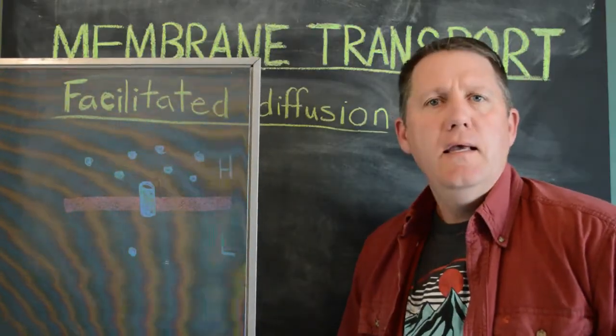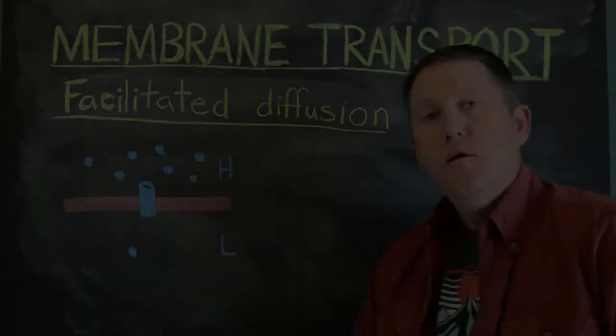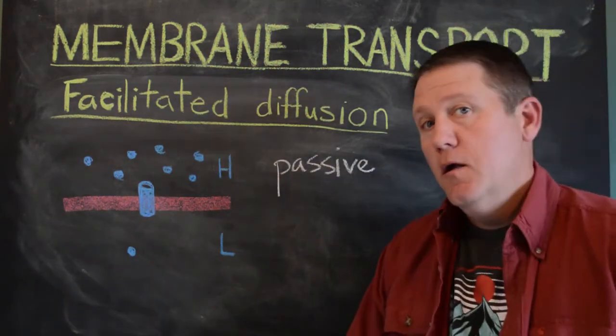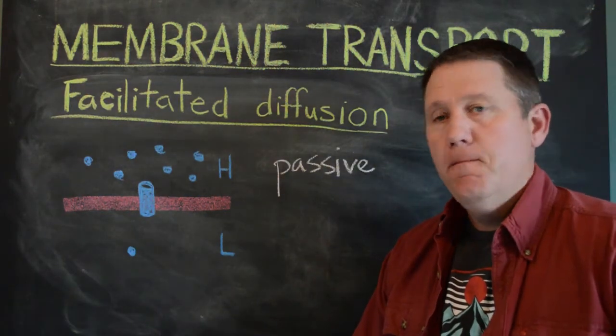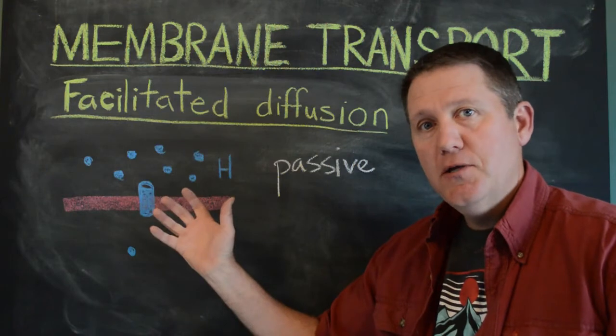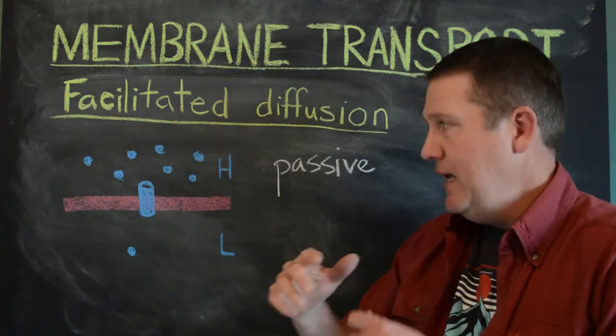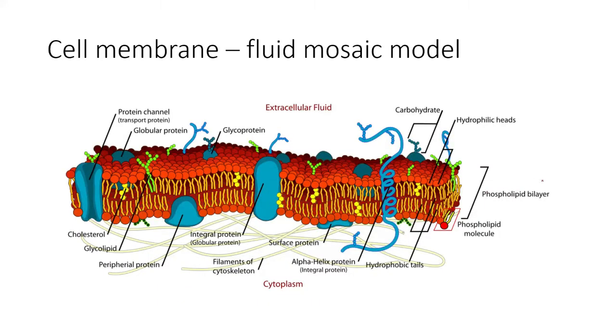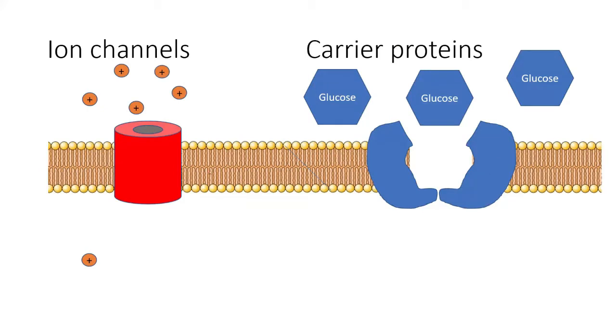So what would that look like in a cell? Let's take a look. So facilitated diffusion is also a passive process, meaning it doesn't take any work. It's just that Brownian motion, jostling these around in random motion, and they spread out from high to low concentration. When we looked at simple diffusion, we only considered the phospholipid bilayer, but now we're going to look at the whole mosaic, at least some of the parts like these protein channels over here. So let's look at a simplified model of that.